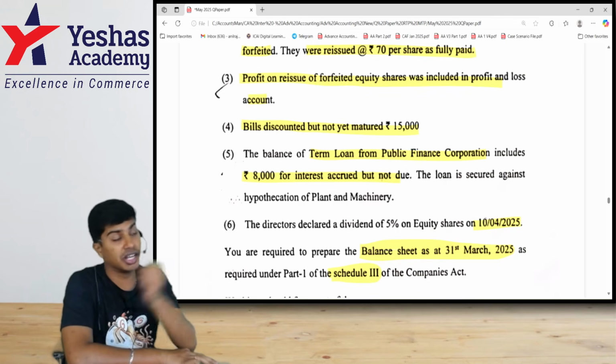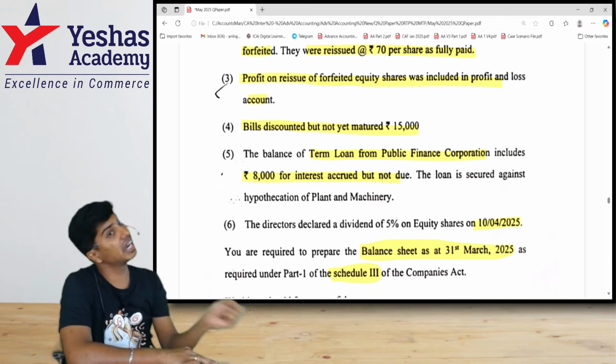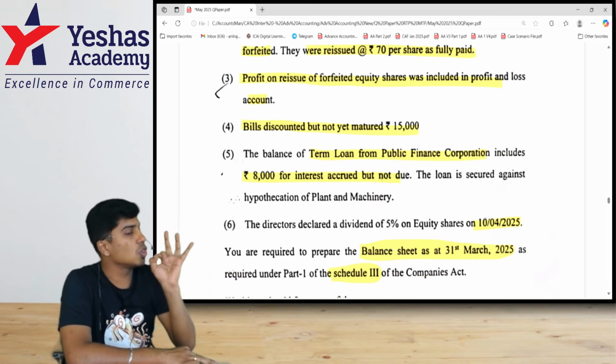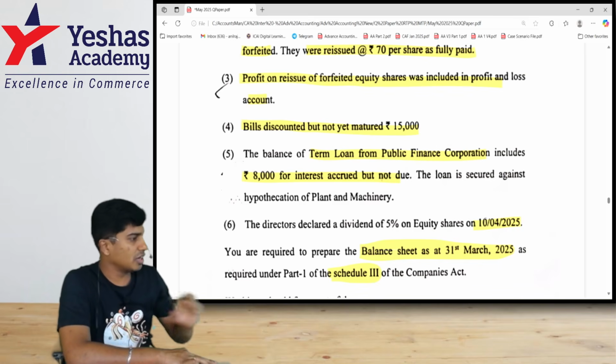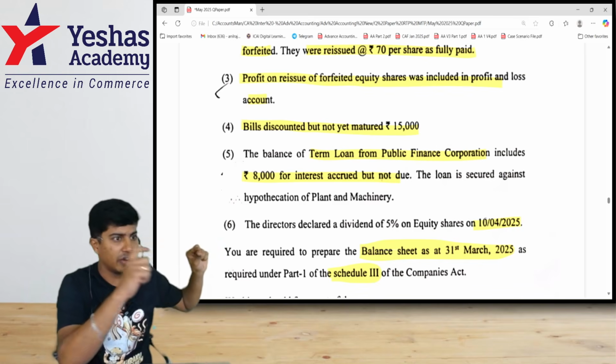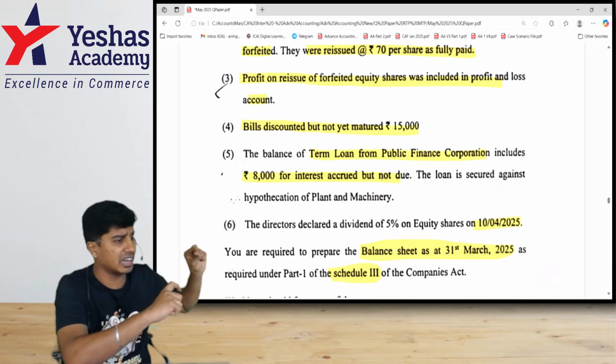When do we write this dividend entry? Next year. When do we pay this dividend? Next year. This is not an event occurring after balance sheet date requiring adjustment. If not, I would have deducted this from my reserve and I would have paid, or I would have written it as other current liability.